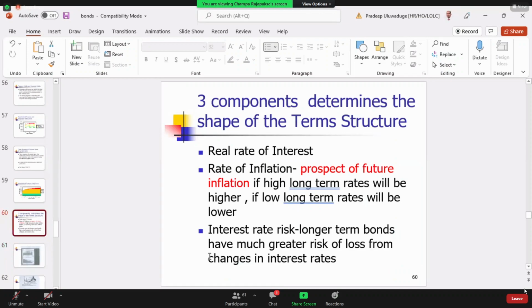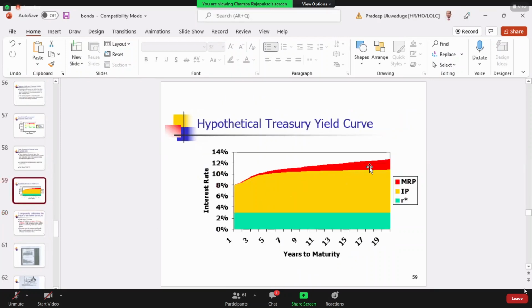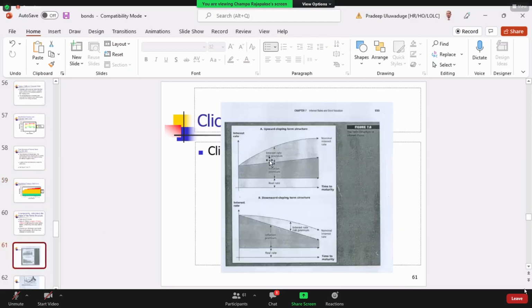Then the third factor, interest rate risk. Longer term bonds have much greater risk of loss from changes in interest rates. So you see that for longer term bonds, the maturity risk is higher. With longer term, you have higher maturity risk.